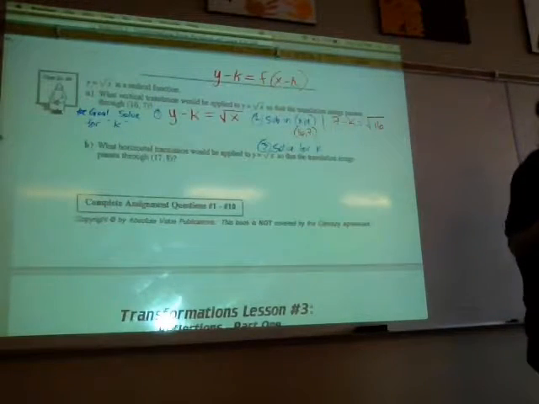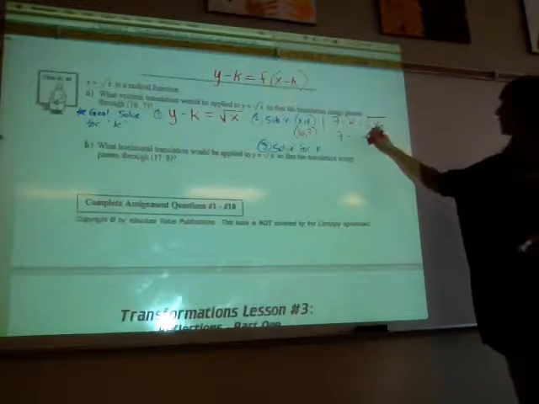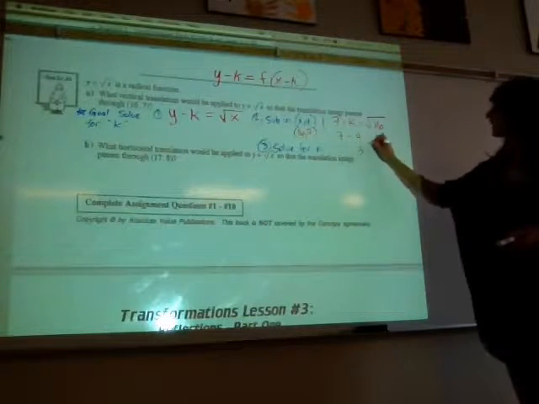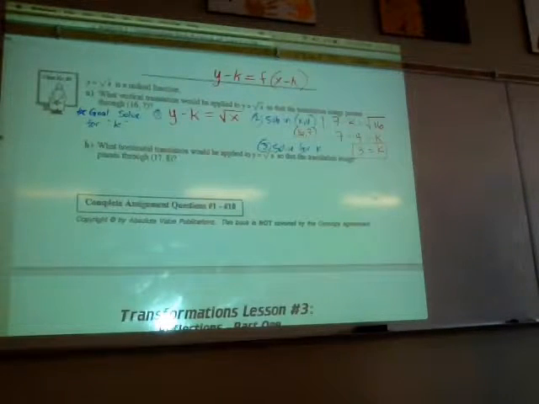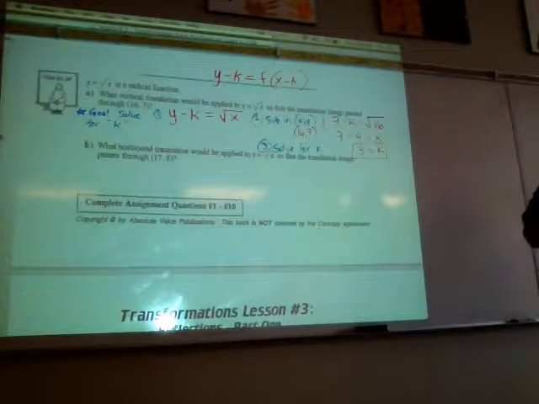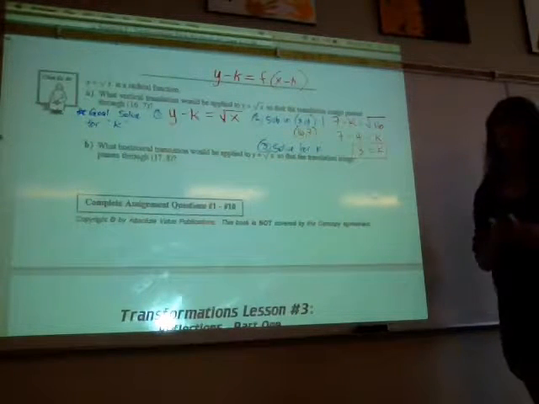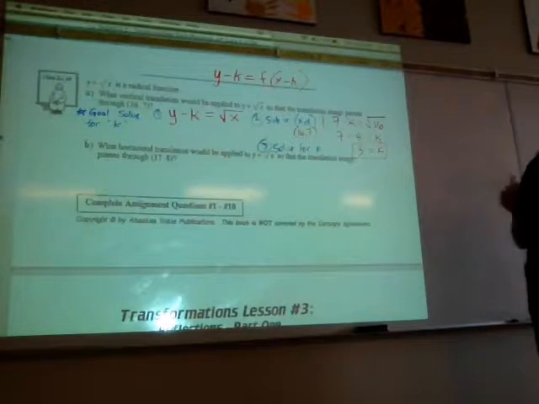So we just have to rearrange. We get 7 minus the square root of 16, or 7 minus 4, equals k. K equals 3. What did we say if k is a positive number? Up or down? Up. If the value of k is positive, we move up.